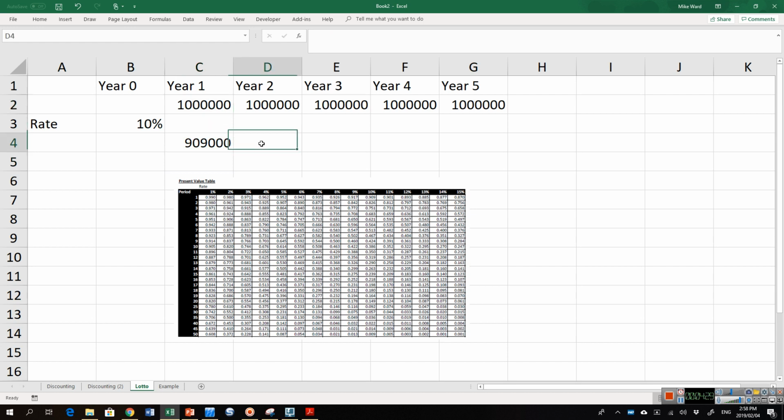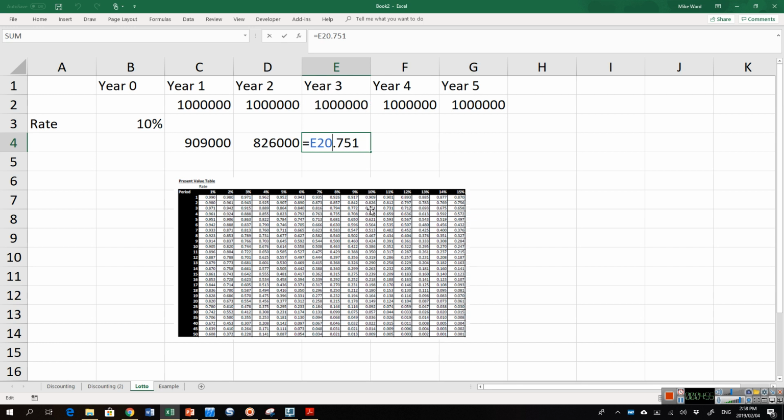And I could come along here and do the same for this one over here, and it's going to be equal to that times, now I'm 2 years down here, so it's going to be times 0.826. And the next one will be equal to year 3. And I'm just going down the table here, 0.751, and whoops, that didn't work.